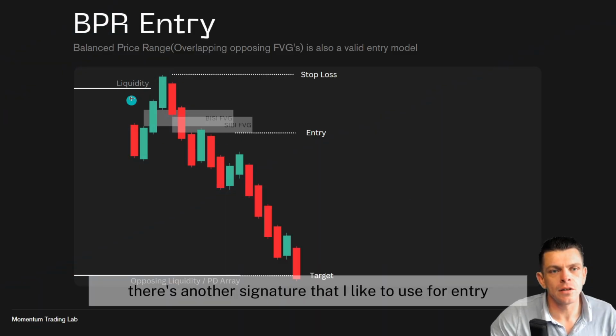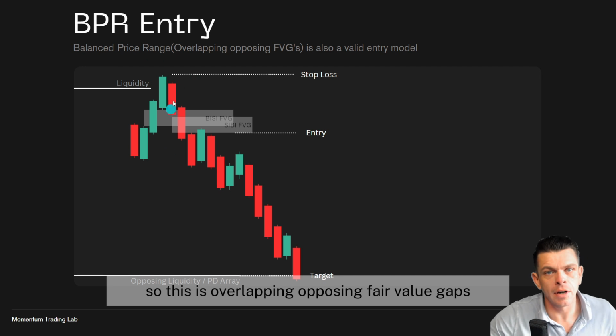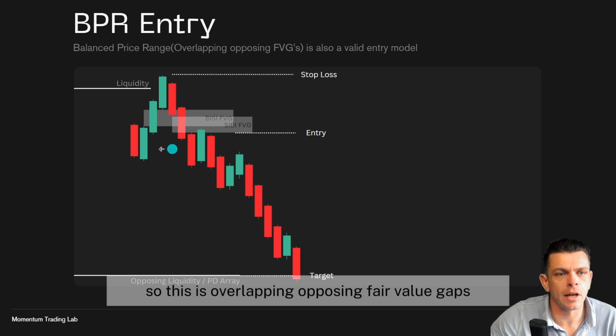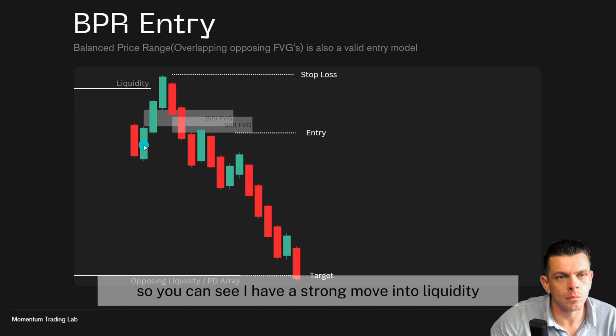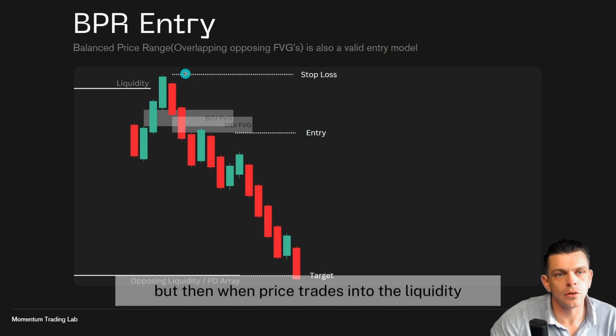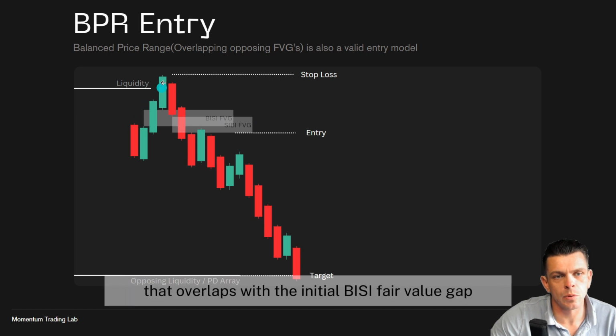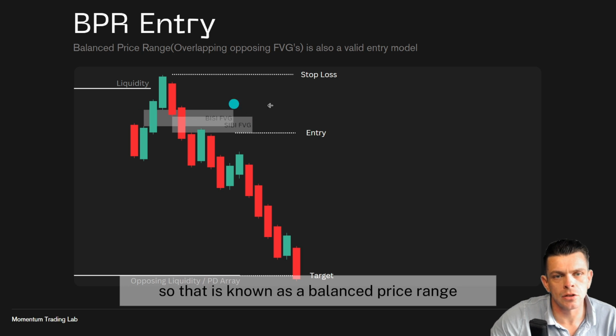Right, and then there's another signature that I like to use for entry. It's called the balanced price range entry model. So this is overlapping opposing fair value gaps. So you can see you have a strong move into liquidity. That strong move creates a BISI fair value gap. But then when price trades into the liquidity and a larger player absorbs all of these stops, you get a strong move down that creates a SIBI fair value gap that overlaps with the initial BISI fair value gap. So that is known as a balanced price range.